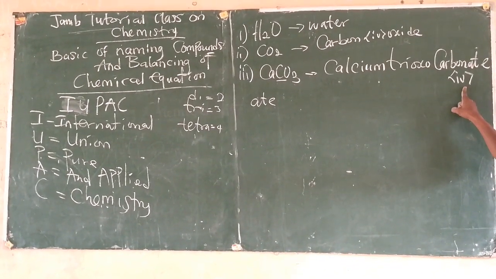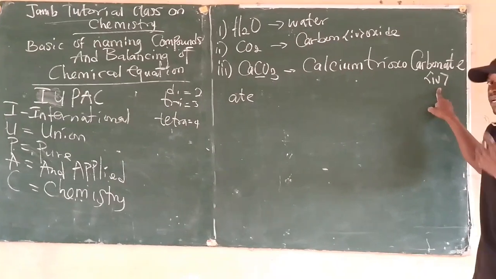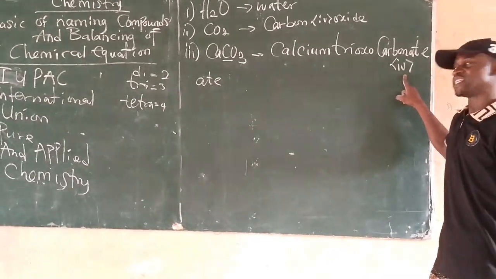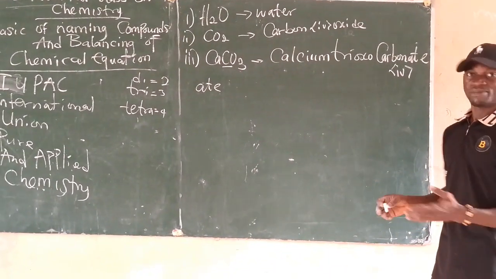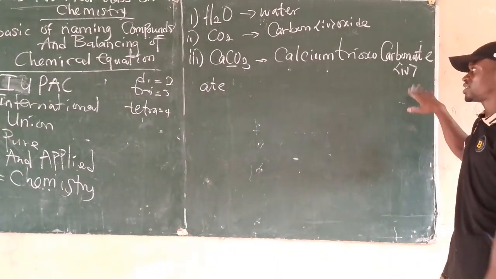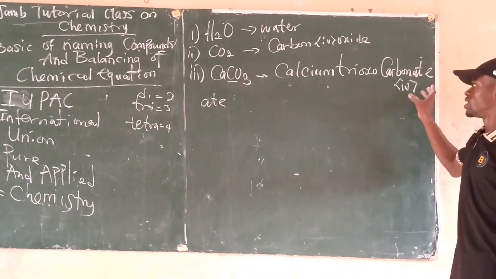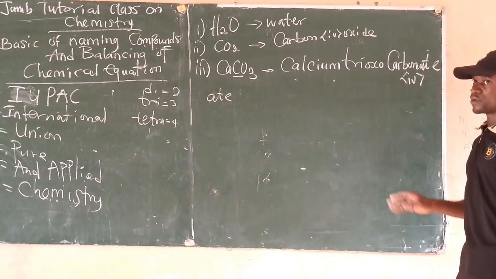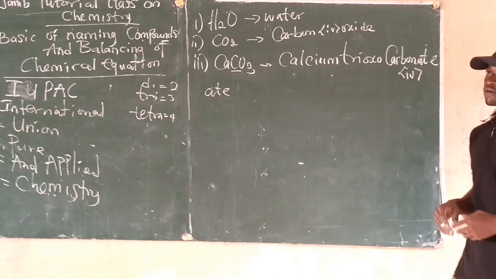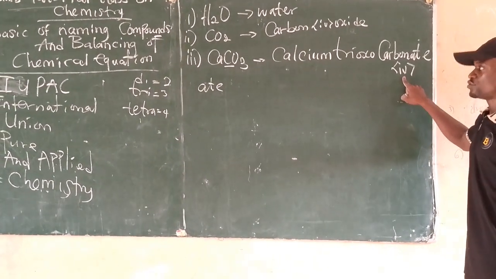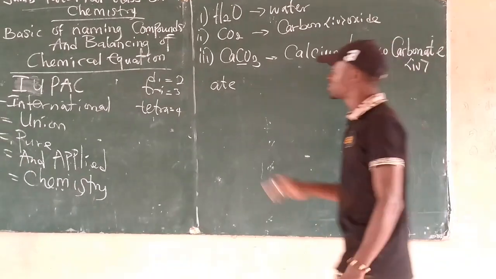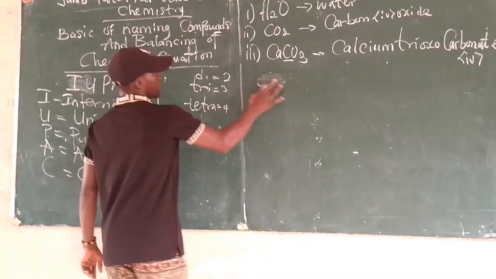How is it 4? I told you in our next class I'm going to explain the oxidation number, how to calculate the oxidation number of an element in a compound. From there you have a detailed explanation on how to arrive at this figure. And please, in the names of compounds, don't use numbers, use Roman figures. So that's it for CaCO3.